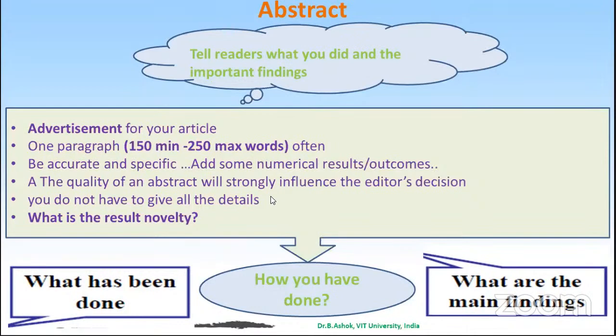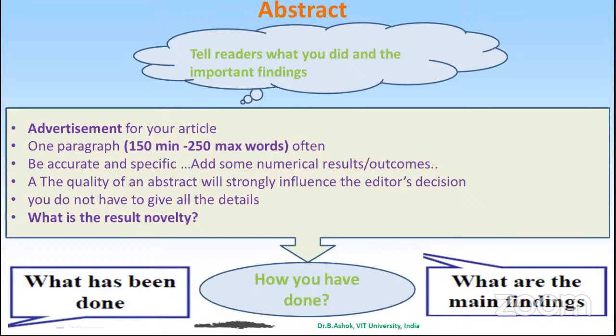The quality of an abstract will strongly influence the editor's decision. Not only the editor's decision, because not all papers will be accessible to the readers freely. Only the abstract is accessible. Abstract and title should be accessible to all the readers, isn't it? So in that case, we need to write the abstract in a better, convincing way.